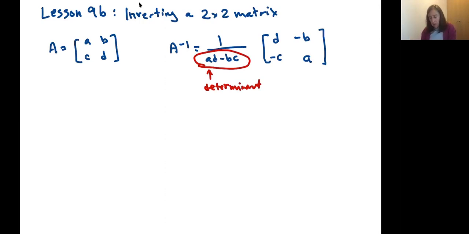And then to the matrix itself, what we do is we switch the positions of the on diagonal elements. So we put D where A had been and A where D had been. And we leave the off diagonals where they are, but we change their signs. Not super intuitive, but it works. So let's check to see if it works.